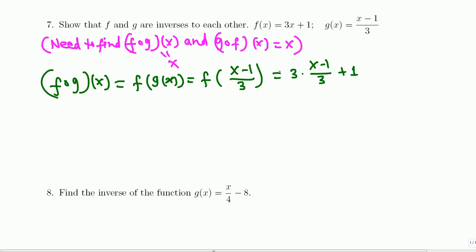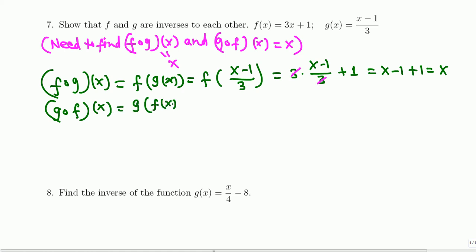Now we simplify. The 3 and 3 cancel. Then we have x minus 1 plus 1. Minus 1 plus 1 cancel. So simply x. So we are halfway done. Now we need to find the composition the other way around: g circle f of x, which is g of f of x.